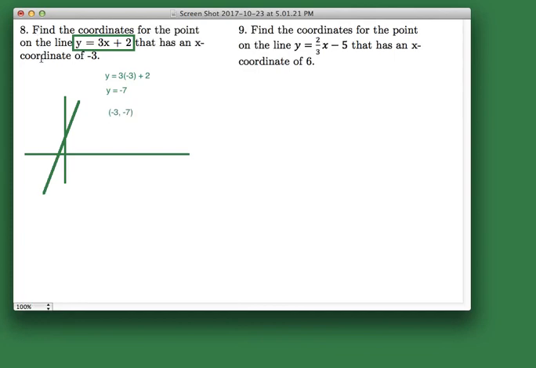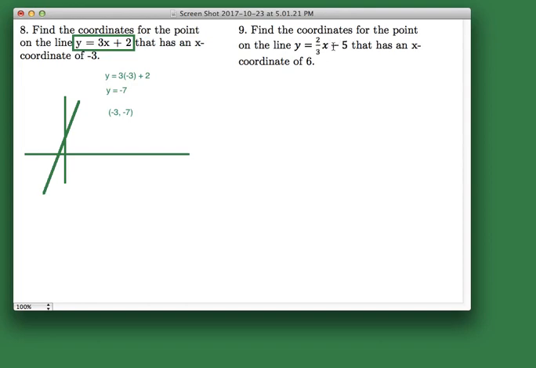Find the coordinates for the point on the line y equals 3x plus 2 that has an x-coordinate of minus 3. I got an x-coordinate of minus 3, and I got a y of minus 7. If you look here, minus 3, minus 7, that's right around here. Looks like we do have the right answer. Same thing for this one over here. It's exactly the same type of question, except now I have a different equation to work with.